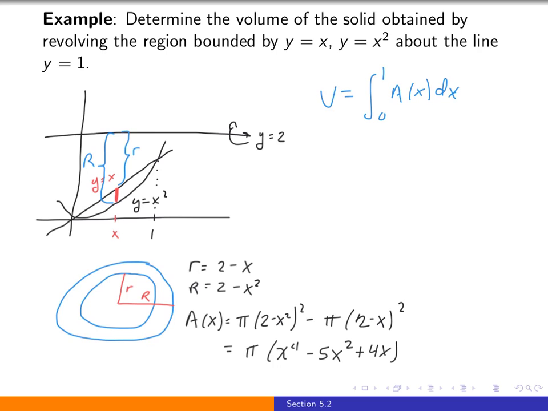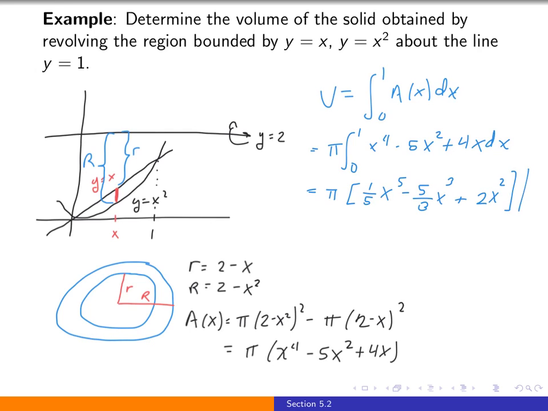So the desired volume is going to be pi, which is going to pull out front, times the definite integral from 0 to 1 of x to the 4th minus 5x squared plus 4x. Anti-differentiating term by term, 1/5 x to the 5th minus 5/3 x cubed plus 4/2, which is 2 x squared, evaluated from 0 to 1.